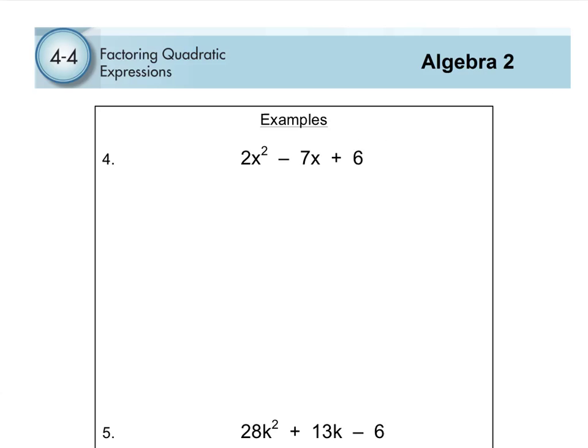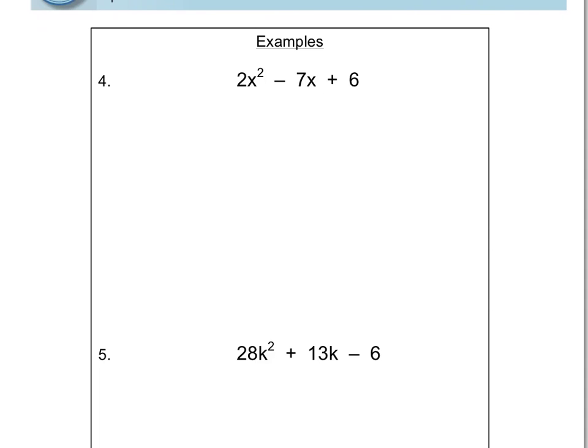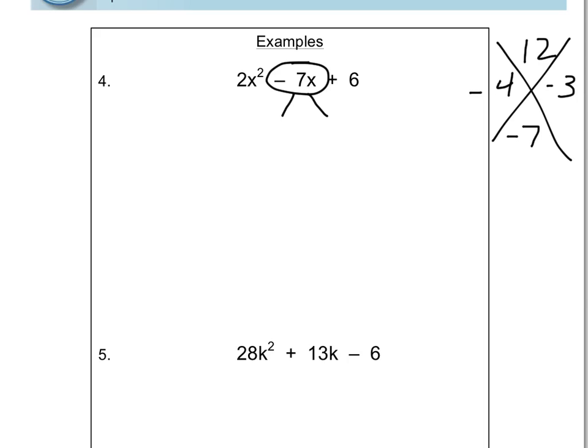Let's take a look at example number 4. Okay? Again, I can't find a GCF. There's nothing that goes into 2, 7, and 6. So 2 times 6 is positive 12. I need factors of positive 12 that add to negative 7. And this happens to be negative 4 and negative 3. Okay? So I'm going to take this middle term, negative 4x, negative 3x plus 6, and bring down the 2x squared.